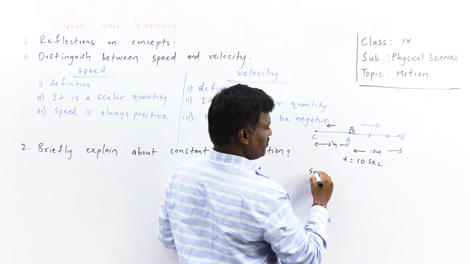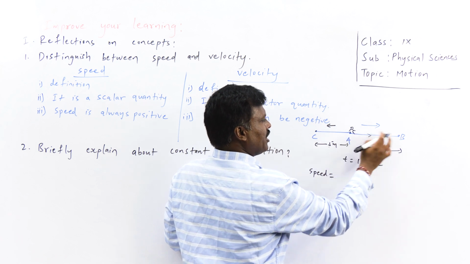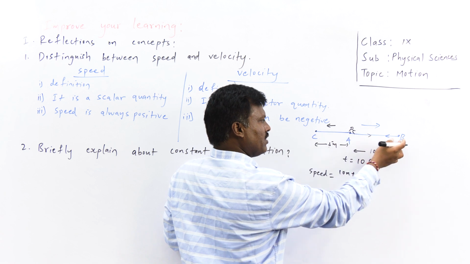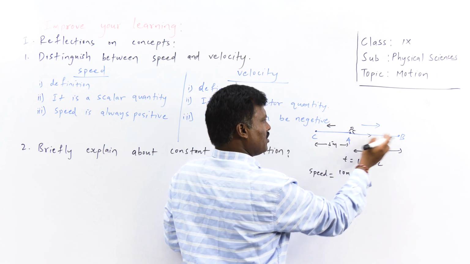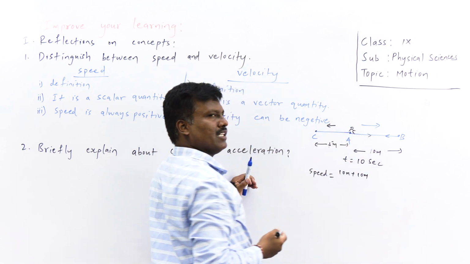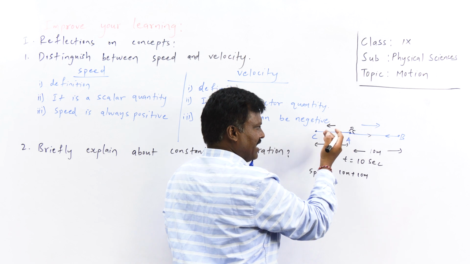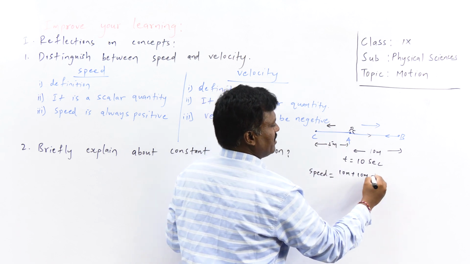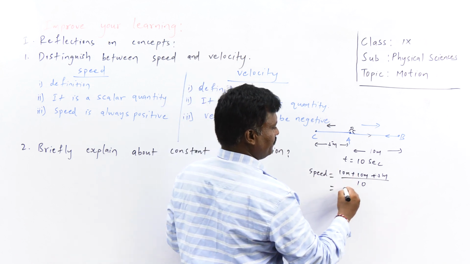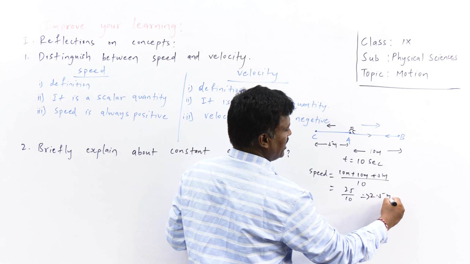Now we have to calculate the speed. Speed is equal to what? Distance by time. First A to B he traveled how much distance? 10 meters. Next B to A also, 10 meters more. He doesn't stop at A. He traveled from A to C also, crossing A and traveling an extra 5 meters. Total time taken is t seconds. Speed is equal to distance by time, 25 by 10, which is equal to 2.5 meters per second.